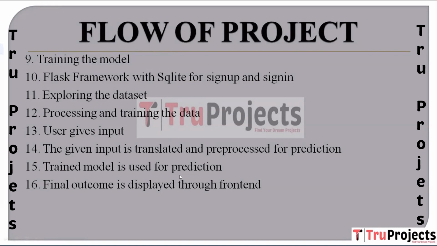Next, here we have the trained model is used for prediction. Apply the trained machine learning model to the pre-processed user input to make predictions or generate the analysis results. Final outcome is displayed through the front-end. Present the model's prediction or analysis result to the user through a front-end interface, which could be a web application, making the insights accessible and user-friendly.